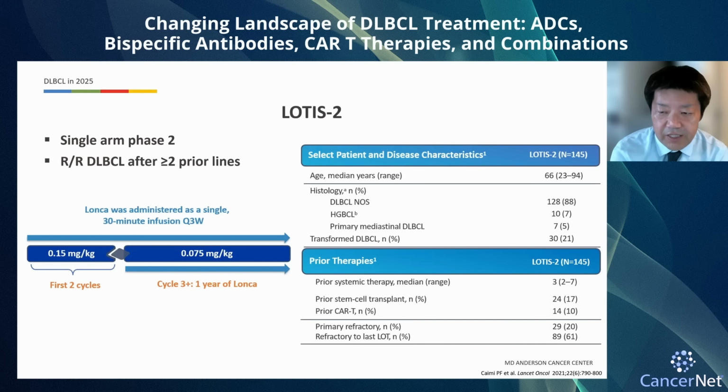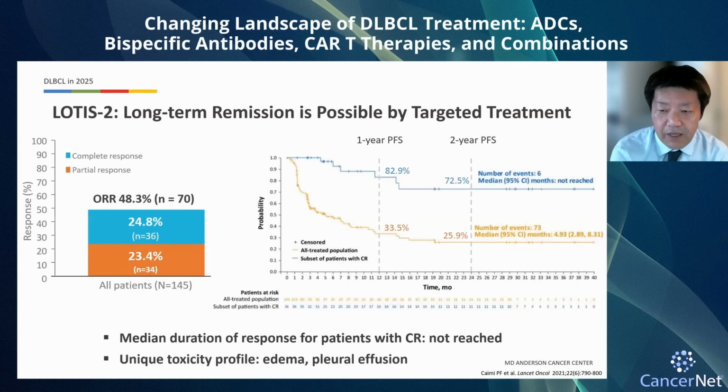Loncastuximab tesirine, a CD19-directed antibody drug conjugate with the PBD dimer as a payload, was evaluated in the single-arm phase 2 trial for patients with relapsed refractory large cell lymphoma. Again, Lonca-T demonstrated good clinical activity with a complete response rate of around 25%, and many of these complete responses were actually durable, as shown in the figure.